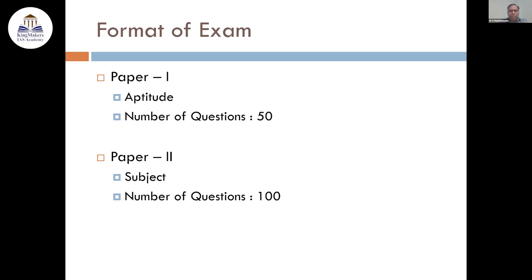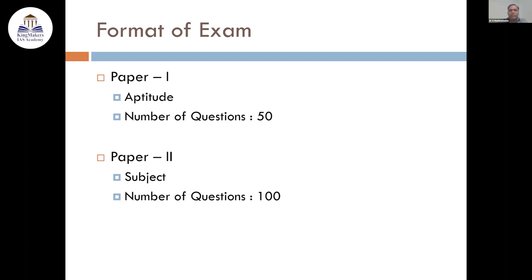Now coming to the format of the exam, there are two papers. Paper one deals with teaching aptitude and research aptitude, which plays a major role. There are 10 categories overall, but put together, 50 questions will be asked from there.